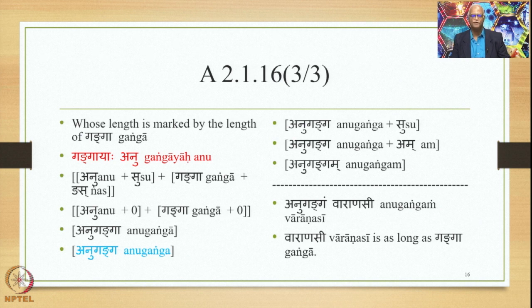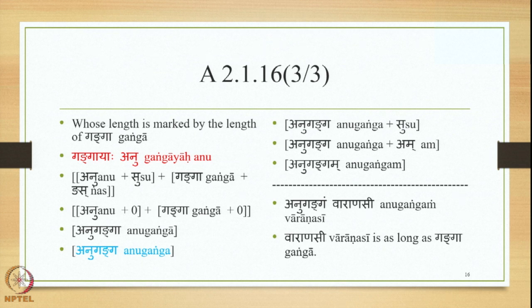Now, the example of this is the following. Whose length is marked by the length of Ganga? So, there is a city and somebody wants to measure the length of that city. How much is the spread of that particular city? And the nearby mark to measure this length is the stream of the river Ganga. So now Ganga becomes the mark or the lakshana, using which the dairghya or ayama of the city is to be measured. Now in this case, we have the laukika vigraha Gangayaha Anu.